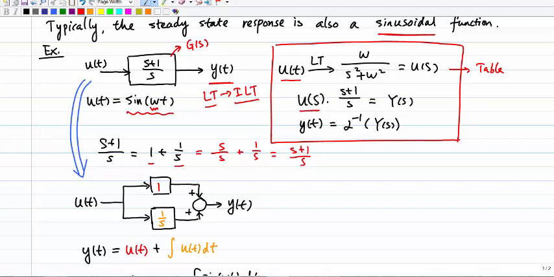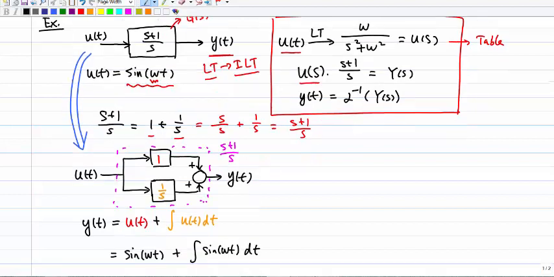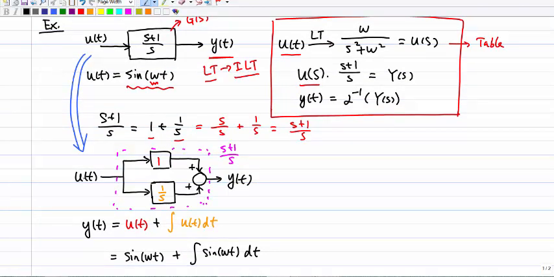If I put them together, this block will be just (s plus 1) over s, which is equivalent to the one I had previously. The reason I do that is that I can see one trajectory where u(t) goes through this portion, then goes back to y(t). The other is where u(t) goes through the bottom line.